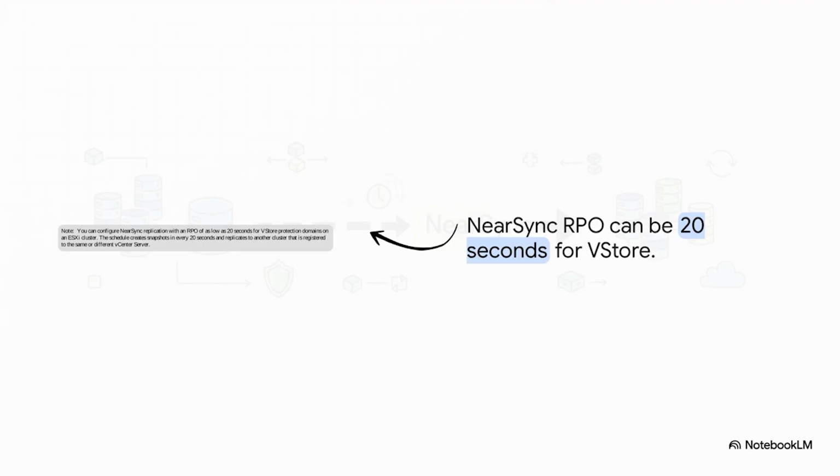And I want to leave you with one final edge case to watch out for. You might actually see a tricky question asking if an RPO lower than 1 minute is even possible. The answer is technically yes, but only under a very specific condition. NearSync can achieve an RPO as low as 20 seconds, but exclusively for vStore protection domains running on an ESXi cluster. These 20-second snapshots are kept locally first, and then they're rolled up before replicating over to the remote site. Just make sure you remember that word, exclusively.